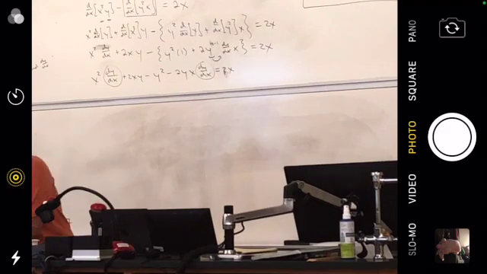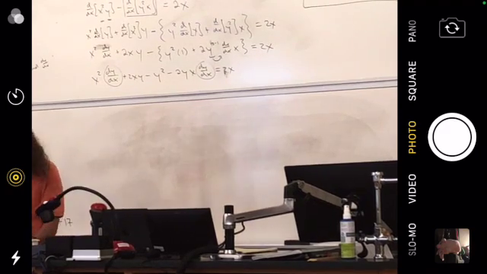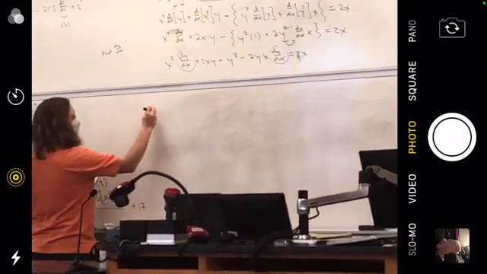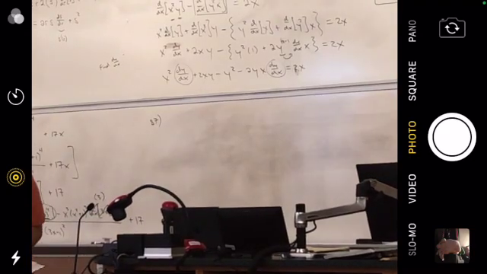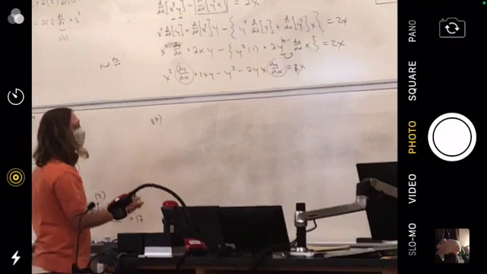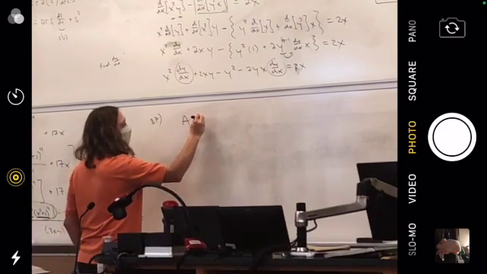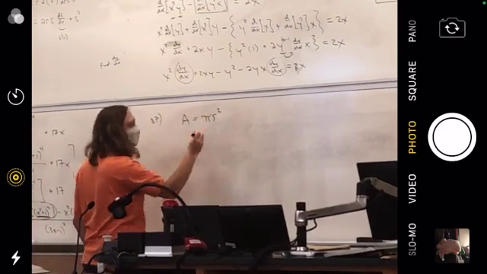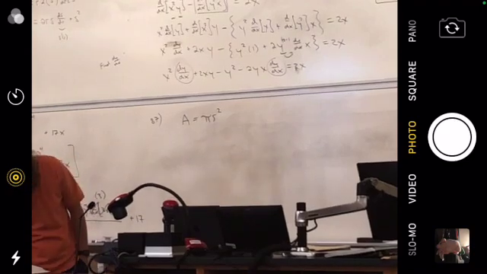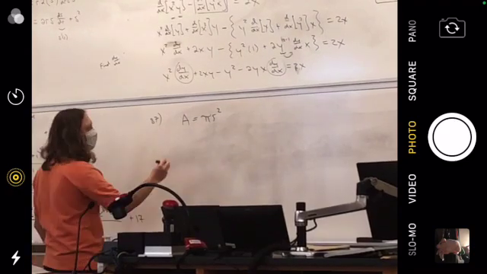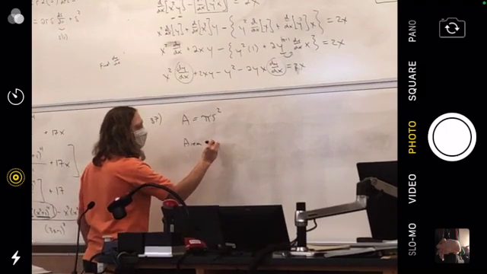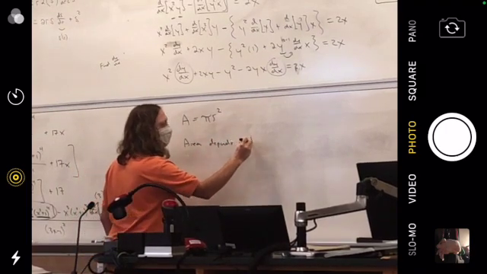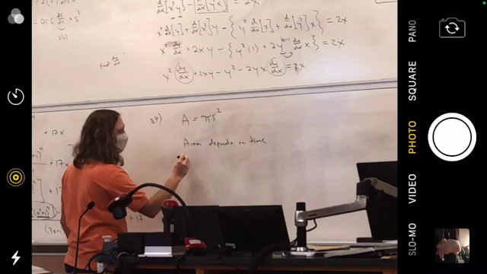All right, so that's about 87. Now I'm talking about area of a circle. So area of a circle is pi r squared. And the idea is the area depends on time, and the radius depends on time.